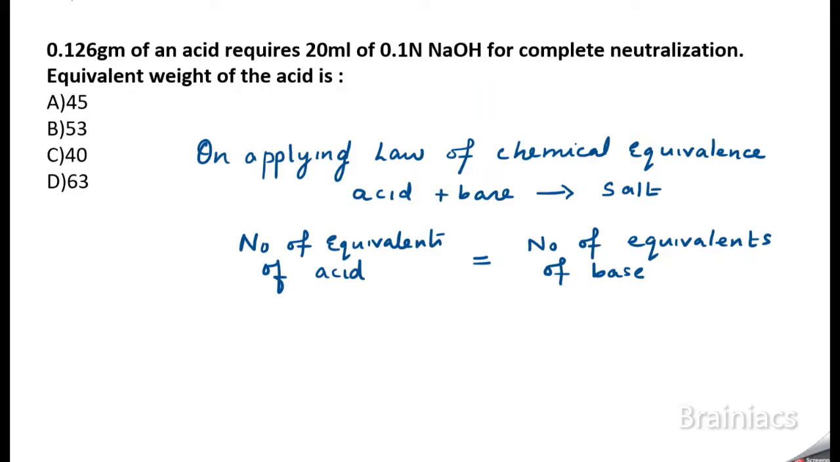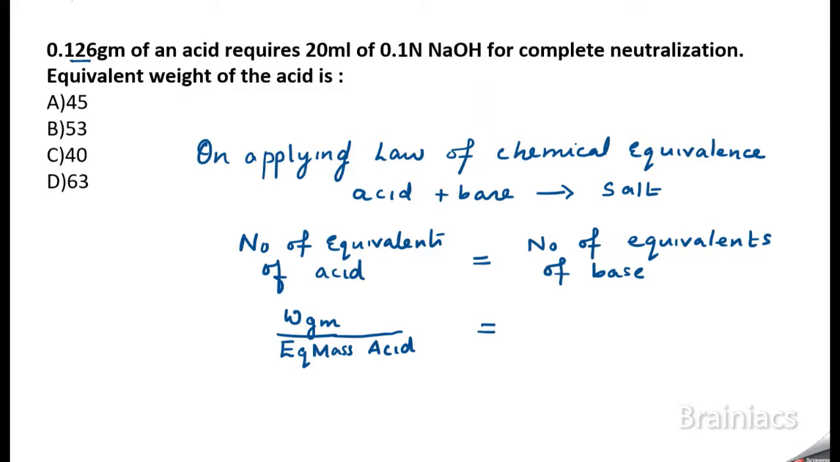Now, how can you find the equivalents of acid? We have different formulas to calculate the number of equivalents. So one formula is weight in gram divided by equivalent mass. So here, weight in gram of the acid divided by equivalent mass of the acid. Why am I applying this formula here? Because the weight in gram of the acid is given here, that is 0.126 gram, correct? So I need to find out the equivalent mass of the acid.